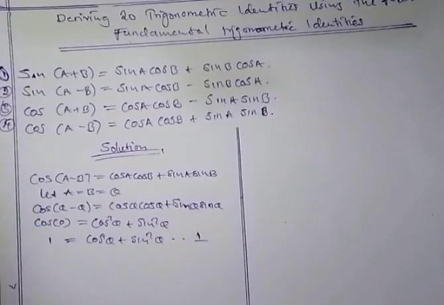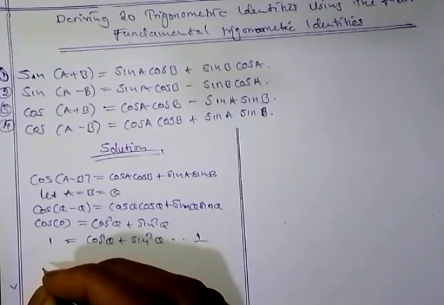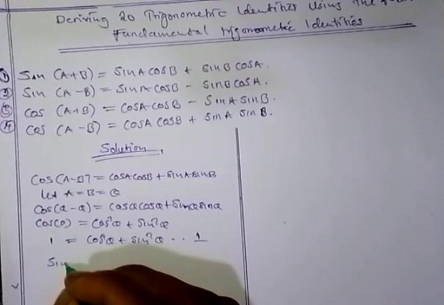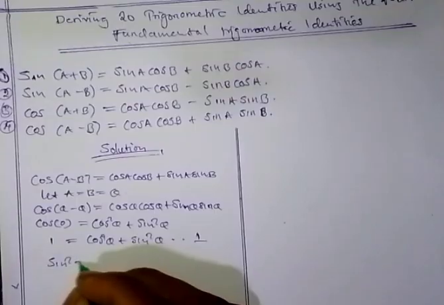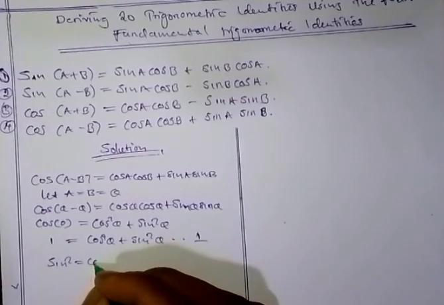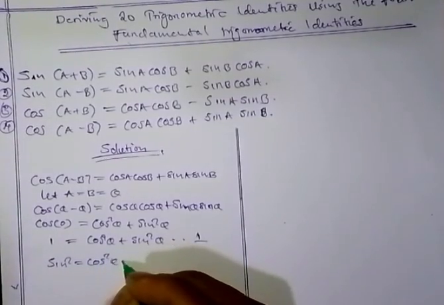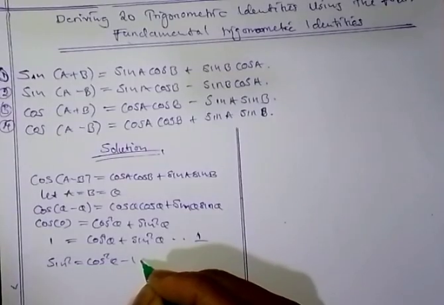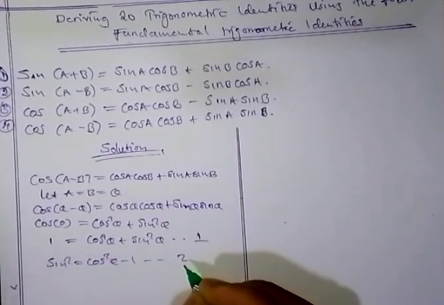Then we can also make sin square the subject of the formula, where we will say sin square theta is equal to 1 minus cos square theta. This will be our identity number 2.